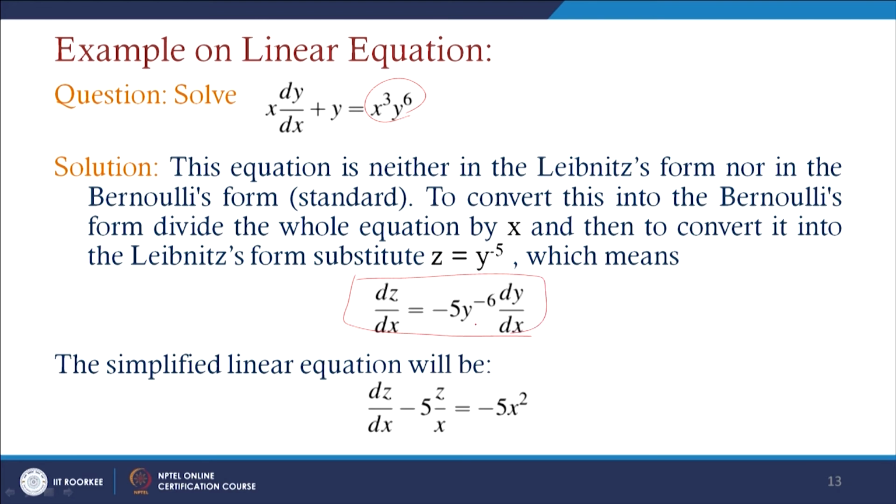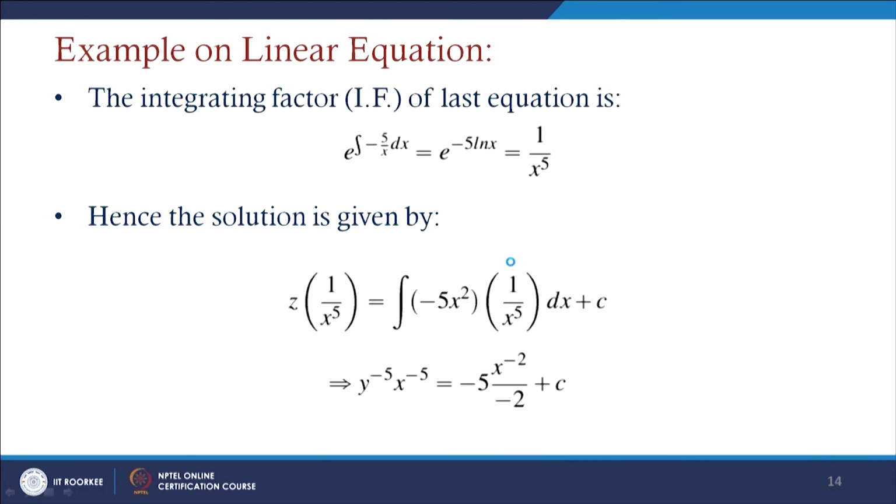The simplified linear equation will be dz by dx minus 5 z by x equals minus 5 x square. Since all these variables have been kept there, you can directly substitute.